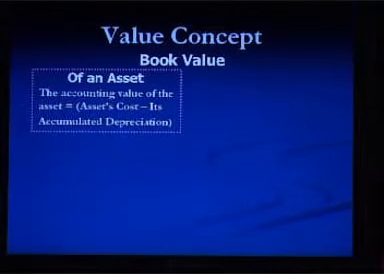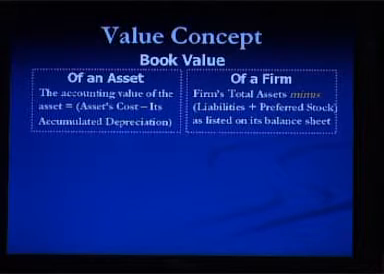Book value of an asset is the accounting value of the asset, which can be calculated as the asset's cost minus its accumulated depreciation. On the other hand, book value of a firm is the firm's total assets minus liabilities and preferred stock as listed on its balance sheet.